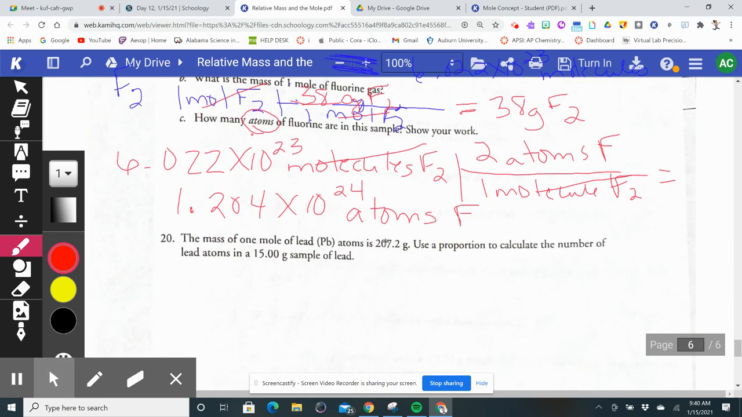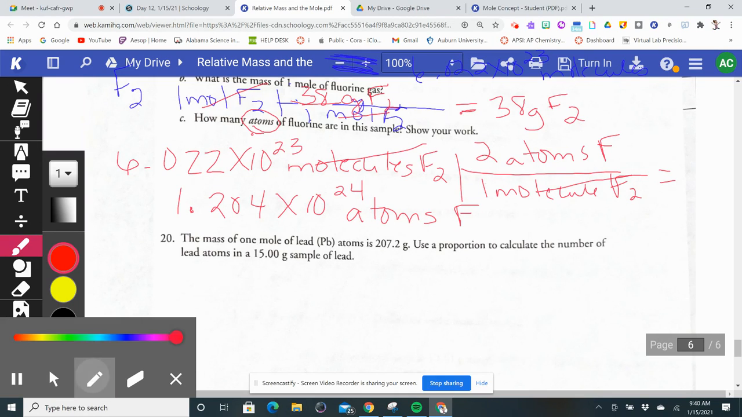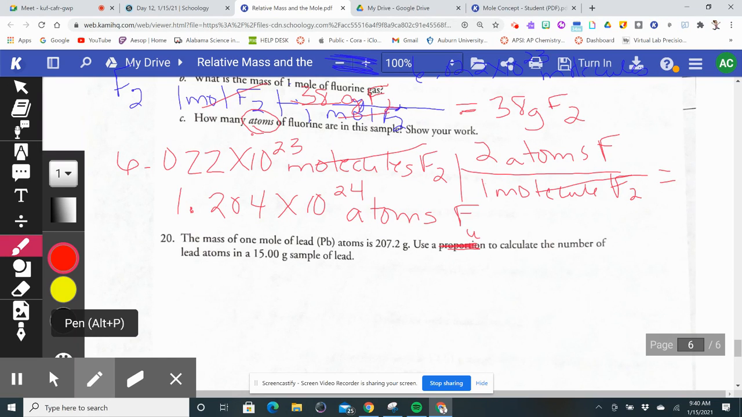Okay, the mass of 1 mole of lead is 207.2 grams. Use a proportion to calculate the number of lead atoms in a 15 gram sample. All right, it says use a proportion. Oh, but we're not using a proportion. Use a unit multiplier. That's what we've been setting up, which is sort of like a proportion, but I like to use the same terminology all the time. So I'm going to let y'all do that one on your own, then we're going to come back together and go over the right answer.